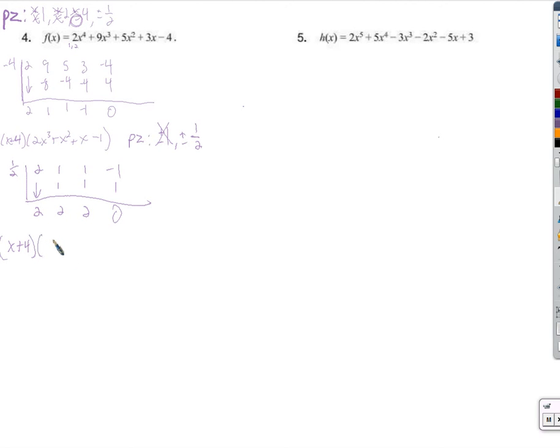So we get x plus 4 times x minus 1/2 times 2x squared plus 2x plus 2. So at this point in number 3, we got to this quadratic, right? And then we factored it out. So let's try and do the same here. x plus 4, x minus 1/2.